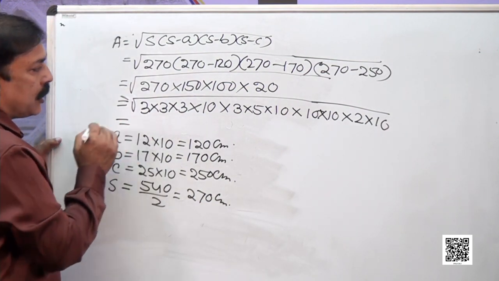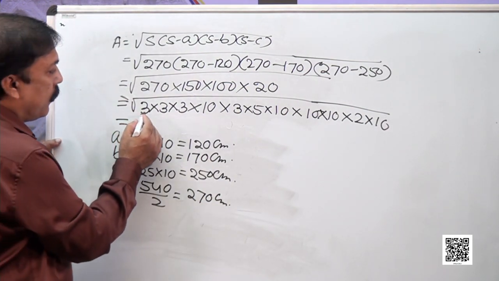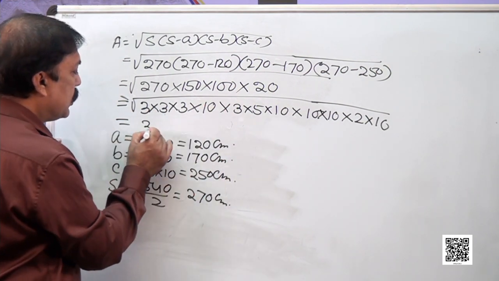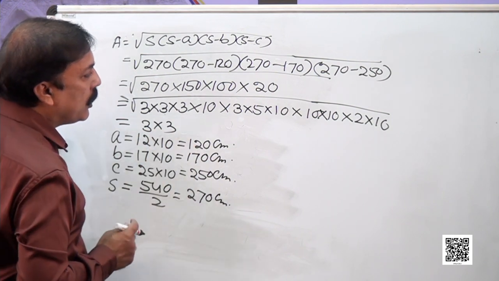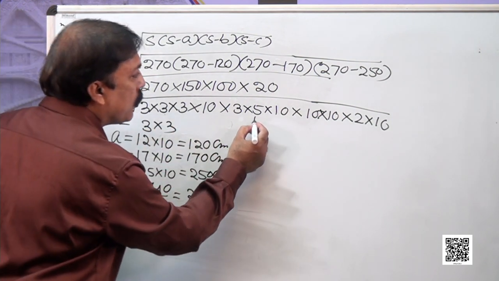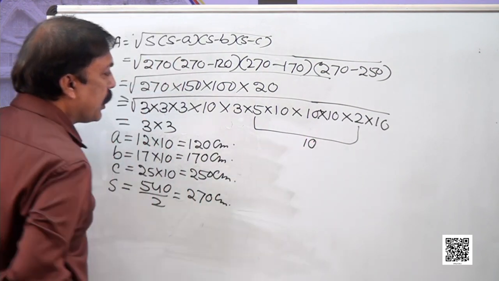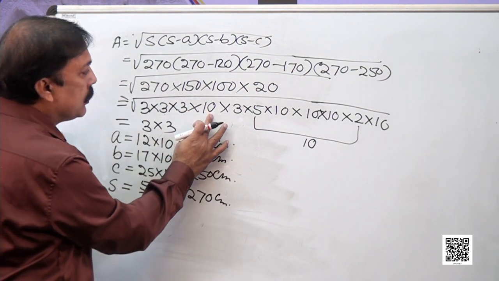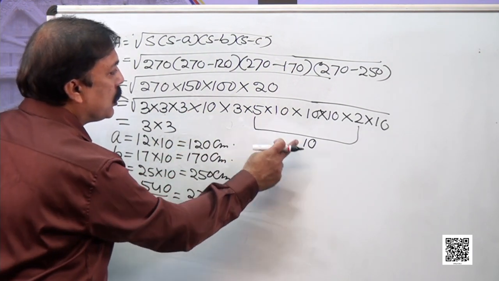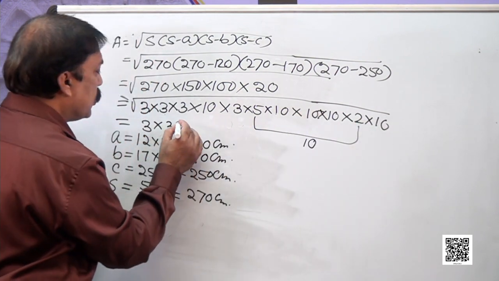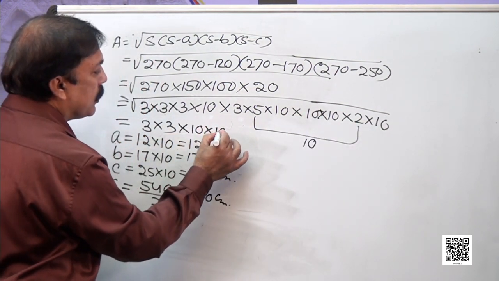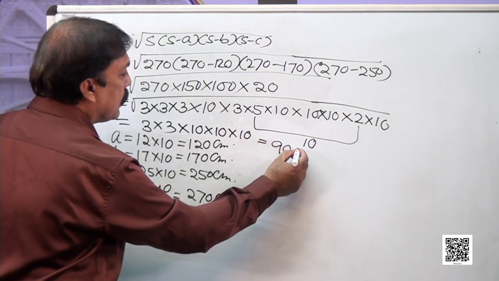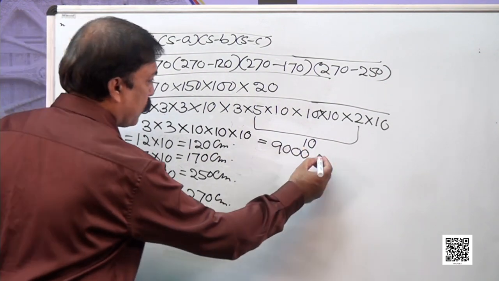Now, from this, what did we get? We have here 3 into 3, and 5 into 2, again it gives 10. So, how many 10s are here? You see, 1, 2, 3, 4, 5 and 6. So, we can take 3 into 10 cubed. That gives 9,000 square centimeter.